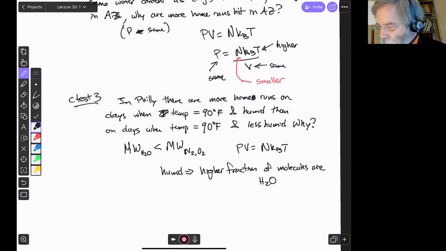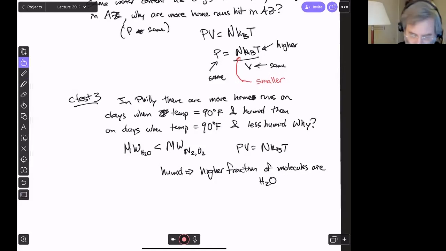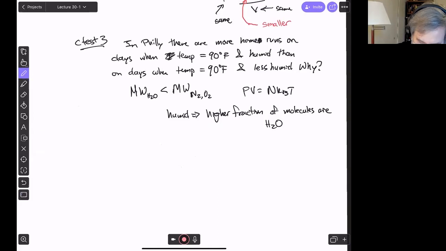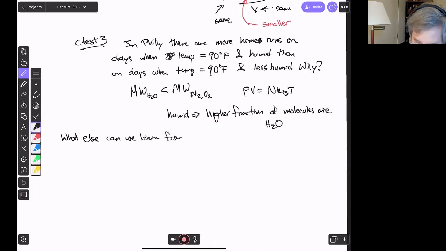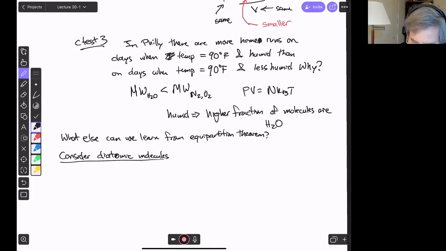Okay, so next, that's sort of as far as we're going to go in class with the ideal gas law. Again, on your next problem set, you'll have a chance to practice with it more. But now I want to ask, what else can we learn from the equipartition theorem? In order to answer that question, I want to consider diatomic molecules. So we've talked about how air is mostly made up of diatomic molecules, nitrogen and oxygen. So they are quite important. The particular one that I want to talk about is hydrogen chloride, hydrochloric acid, which can exist as a gas.